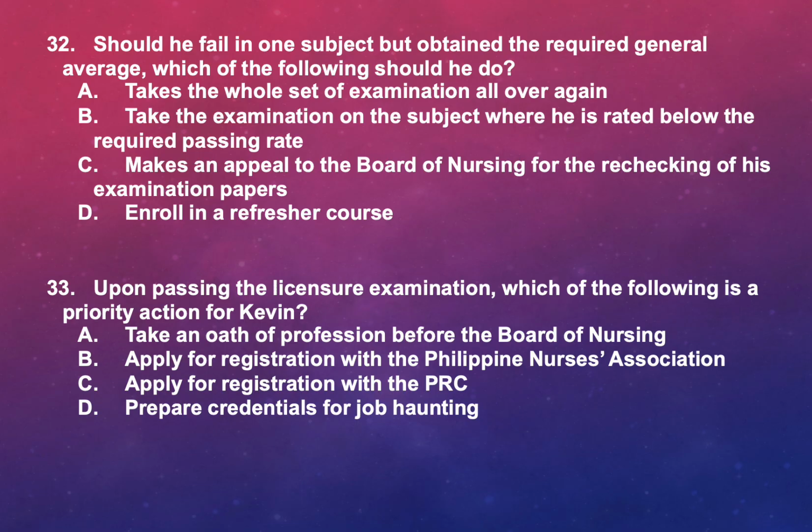33. Upon passing the license examination, which of the following is the priority action for Kevin? Of course, after passing, you register, and then after that registration, you need to take an oath. Letter B is wrong because that is involved in PNA. You can apply for registration with PRC and prepare credentials for job hunting. That will happen after the oath taking. You need to take an oath first. 33, the correct answer is Alpha.